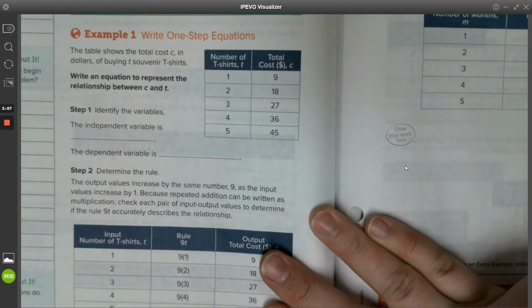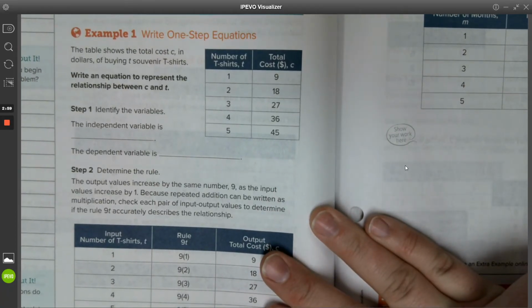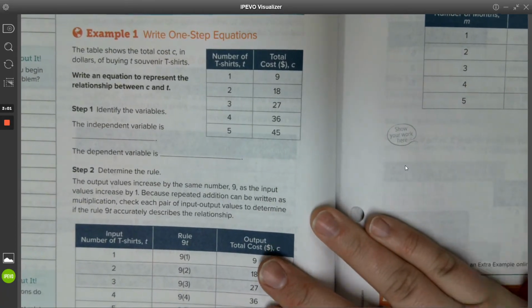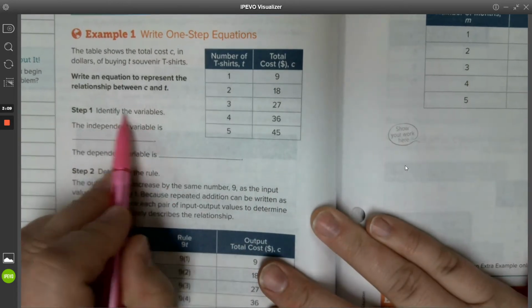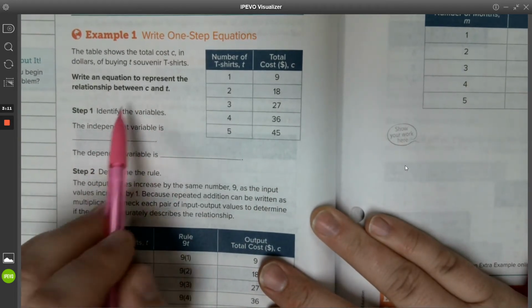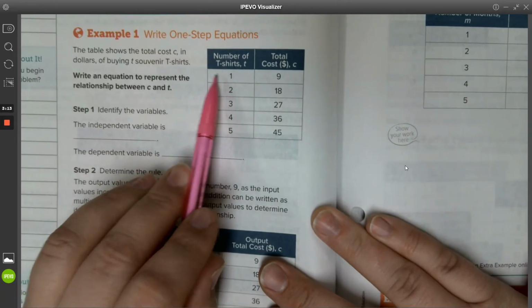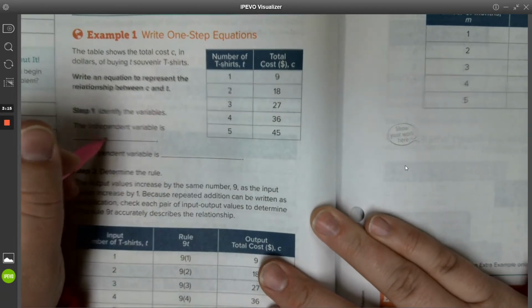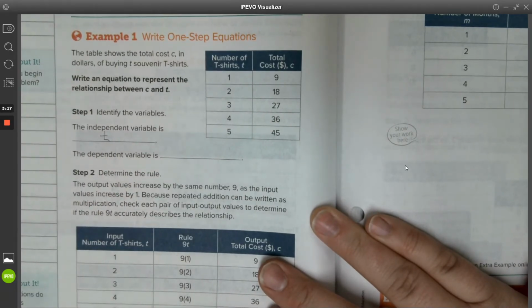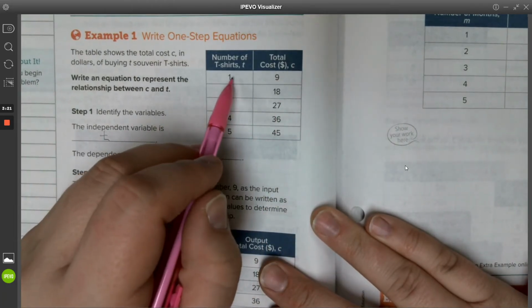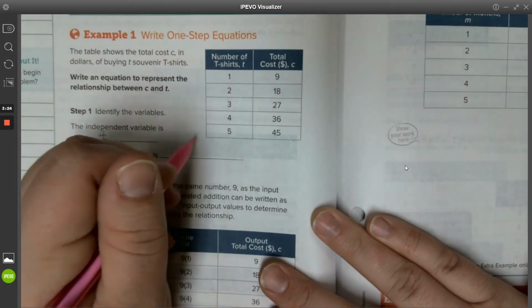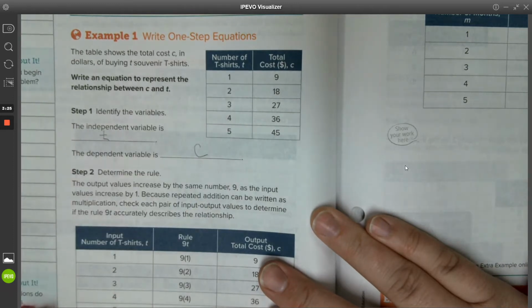The table shows the total cost C in dollars for buying T souvenir t-shirts. We're going to write an equation to represent the relationship between C and T. First thing we need to do is identify the variables. Well, our independent variable is going to be T, because that is our input. The dependent variable then would be the number that changes depending on T, which is C.